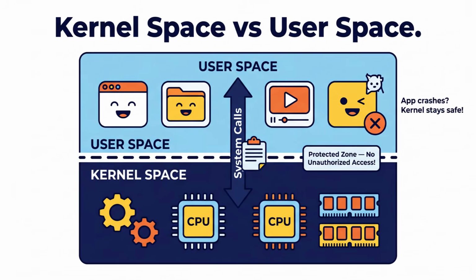The kernel runs in its own protected memory zone called kernel space. Your apps run in a separate zone called user space. Apps communicate with the kernel through something called system calls, like a polite request form. This separation is super important for security and stability. If one app crashes, it shouldn't take down your whole system.